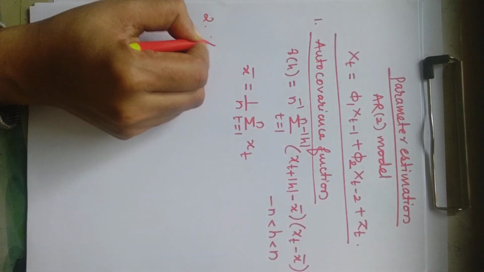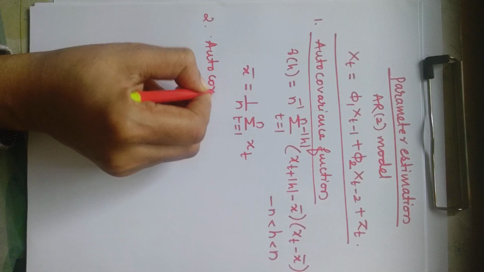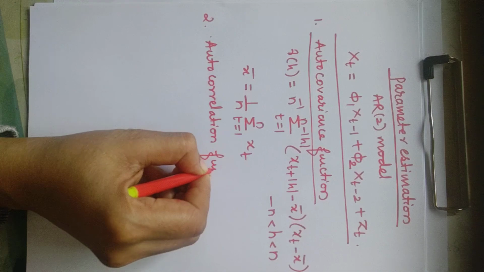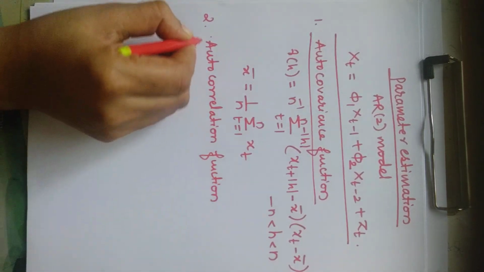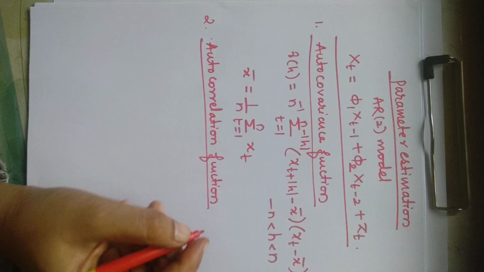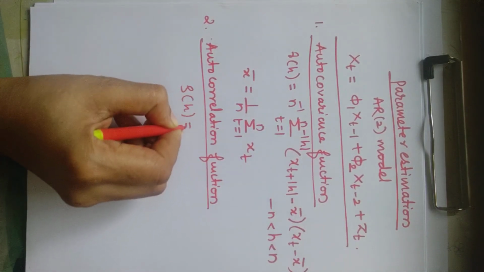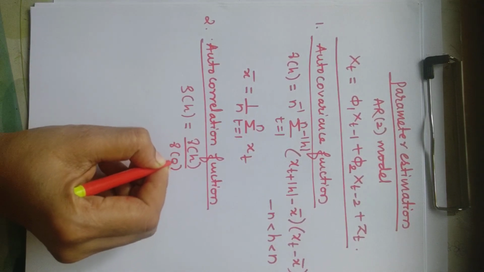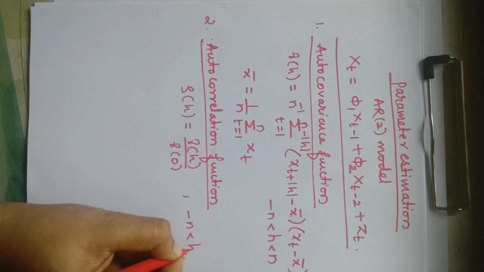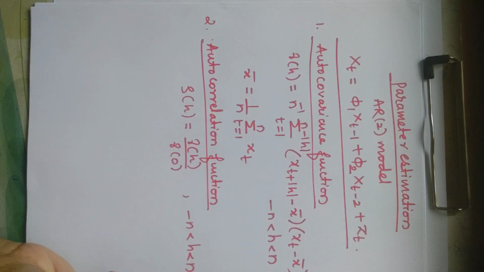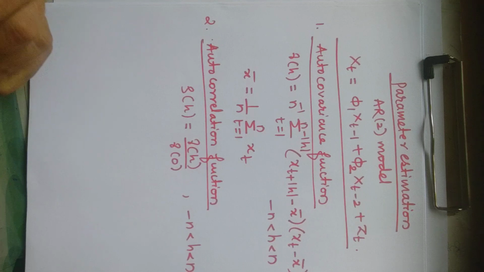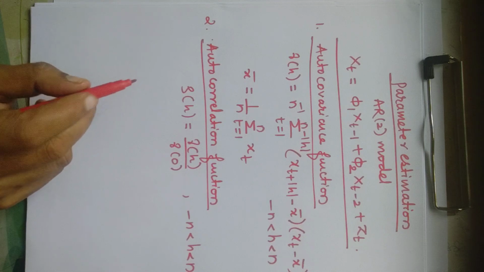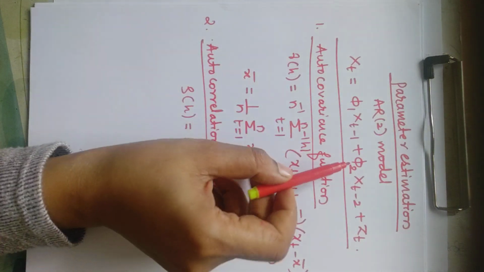So now we have the definition of the autocorrelation function. A detailed discussion about the autocorrelation function is given in the previous video. The autocorrelation function is given by rho of h is equal to gamma h upon gamma of 0, where h lies between minus n to plus n. So using this autocorrelation function, and by using the Yule-Walker equations, we can estimate these parameters phi1 and phi2.